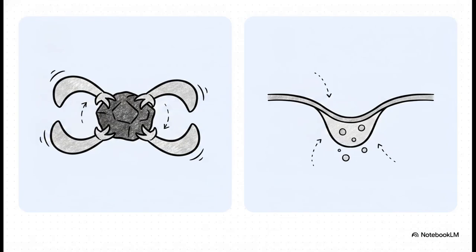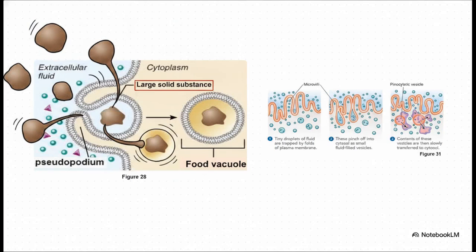Let's zoom in on endocytosis for a second, bringing things inside the cell. It generally comes in 2 forms that are actually super easy to remember: phagocytosis, which translates roughly to cellular eating, and pinocytosis, which is cellular drinking. You can really see the contrast in how these function.